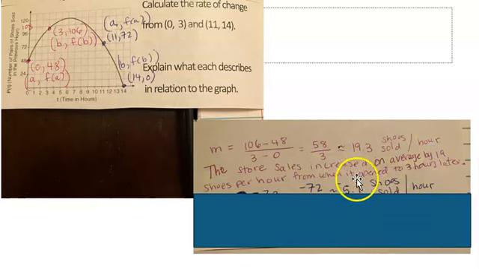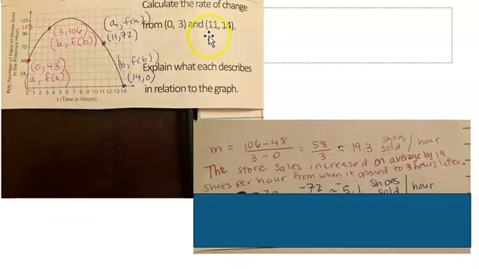And then you'll notice I also talked about what increment of hours I did that over. I said from when it opened, that's time equals 0 to 3 hours later. If I don't include that, it could have been from, for example, 7 to 10 hours later. Could have been from 2 to 5 hours later. I don't know unless I tell what increment of time I'm talking about.